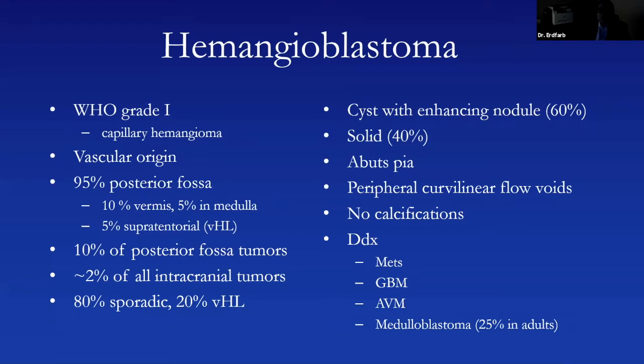They make up about 10% of posterior fossa tumors, again, 2% of all intracranial, like I said here. They're generally sporadic, but again, if you see them supratentorially, you see them in the spine, it starts to get the wheels turning. Is this a VHL patient?